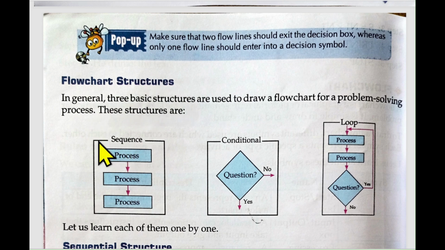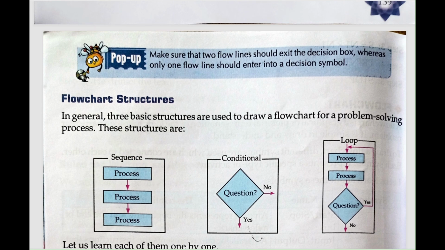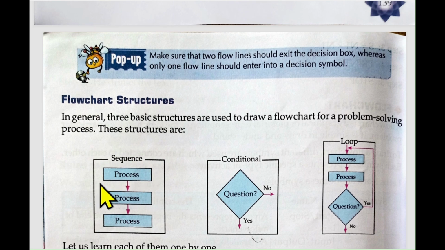Next is flowchart structures. In general, 3 basic structures are used to draw a flowchart for a problem solving process. The first one is sequence. In sequence, the direction of data in the flowchart will be only in one direction. In a conditional flowchart there will be conditions, a question whose answer may be yes or no. In a loop there will be a repetition of steps until the particular condition is true.